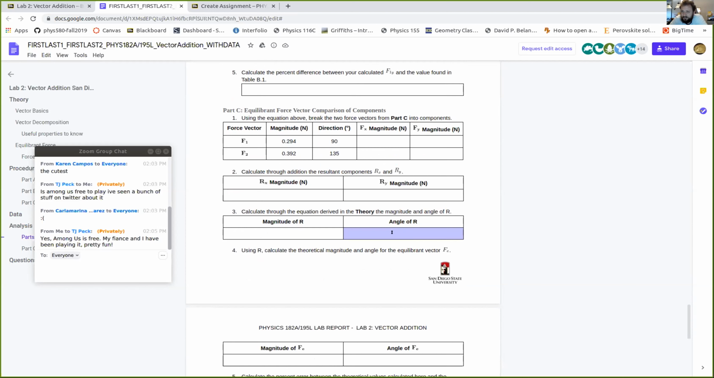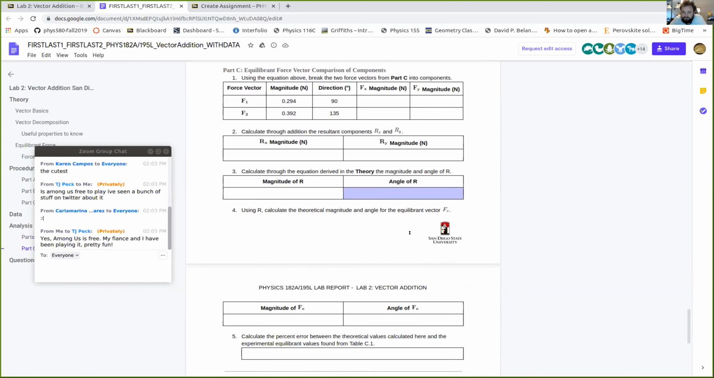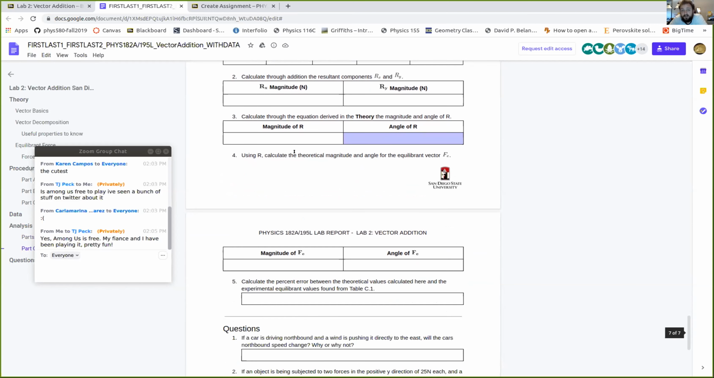So you want to make sure it's the angle from 0, not the one you get from the inverse tangent, right? And then the magnitude of R must be the same as the magnitude of the one that cancels it. You're going to pull in the same amount of force, but in the opposite direction. So this is not going to be negative. Whatever value you get in this box is going to be the same value you have in this box. But this angle should be 180 degrees opposite of that angle up there, okay?